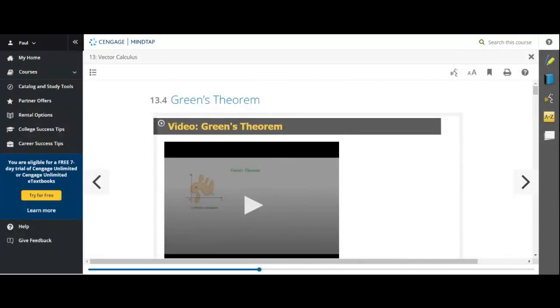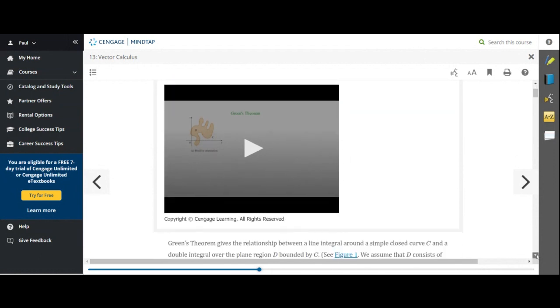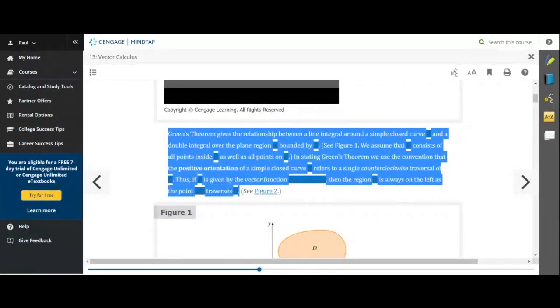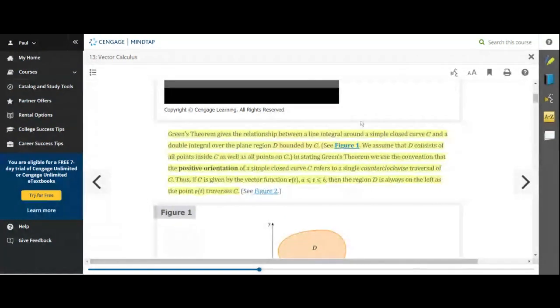Okay, Green's theorem. Section 13.4. So, what is Green's theorem? Well, I'm going to highlight it right here. Green's theorem gives the relationship between a line integral around a simple closed curve C and a double integral over a plane region D bounded by C.